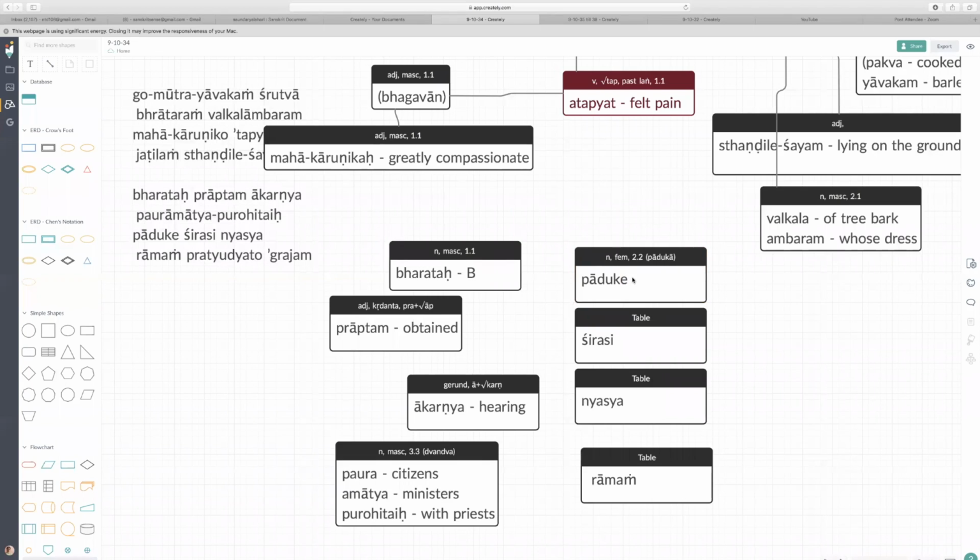Paduke. It looks as if it's a seventh case of a masculine noun ending in short a, like paduke. But the thing is that paduka is not masculine. It has a long a. Two shoes, or sandals, better. Two sandals. Shirasi: on the head. Neuter, 7-1. The word is shiras.